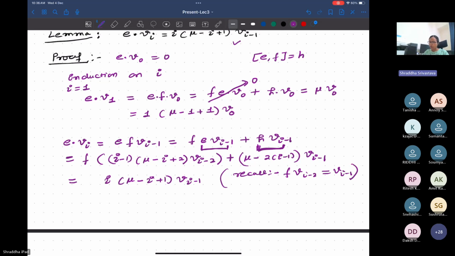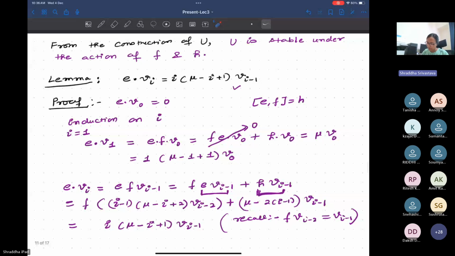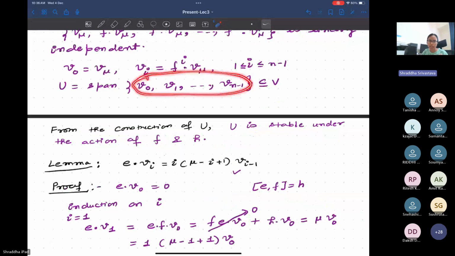So what do we observe? On these vectors, H is acting by scalars, and F is just moving v0 to v1 and v1 to v2, like that. But E is also acting nicely. First of all, E is killing v0, which is how we located our v0, and it is sending v1 to some scalar multiple of v0, v2 to some scalar multiple of v1, and v(n-1) to some scalar multiple of the preceding vector.